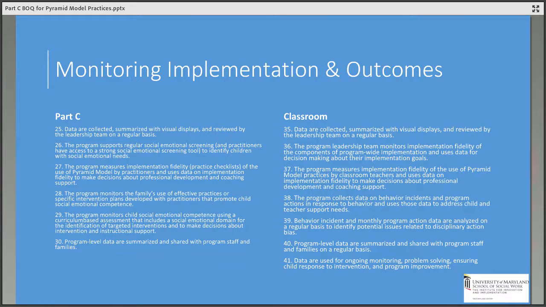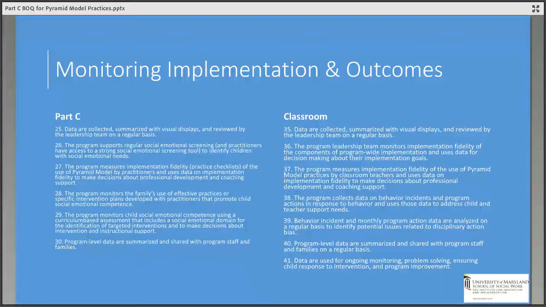And then the last section is monitoring implementation and outcomes, which some people might think of as the most boring section, but it's actually probably the most vital in order for you to feel confident and demonstrate that you're making the progress you intend to make. You can see the side-by-side for Part C and classroom is fairly similar, and the idea is that you are collecting data summarized as visual displays and reviewed by the leadership team on a regular basis. There are some accompanying Excel spreadsheets where you can enter this data and it'll visualize it for you, and we should be able to push those out statewide in the upcoming months.